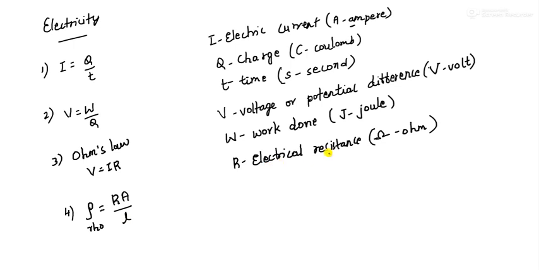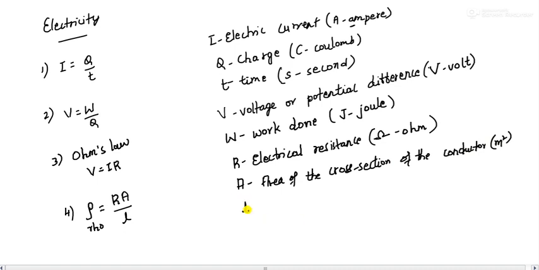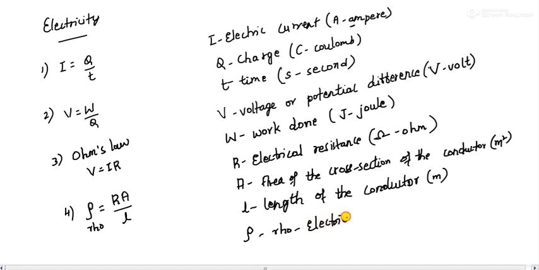R is electrical resistance, same as before. A is the area of the cross section of the conductor, and its unit is meter square, or sometimes they will use centimeter square. And L is the length of the conductor, and its unit is meter. And this rho is called electrical resistivity, and its unit is ohm meter.